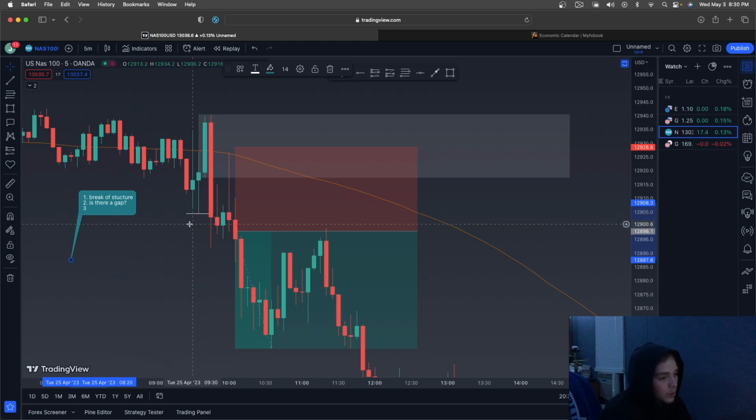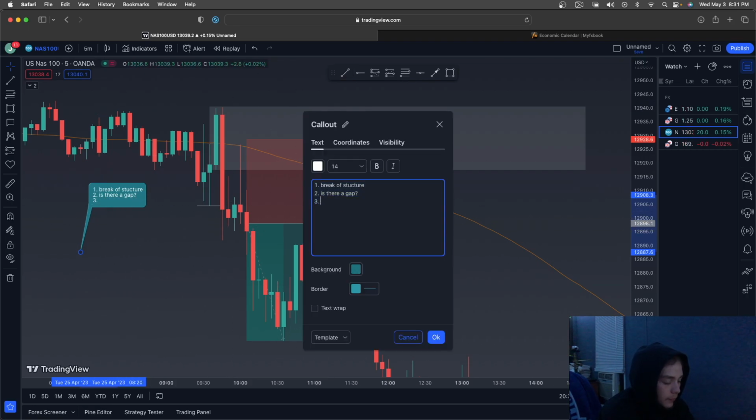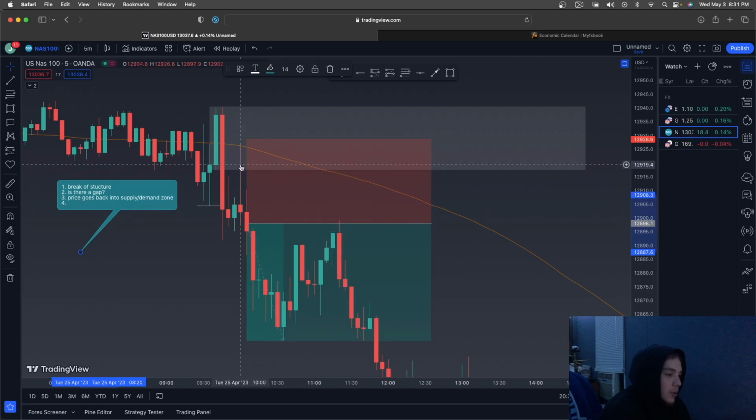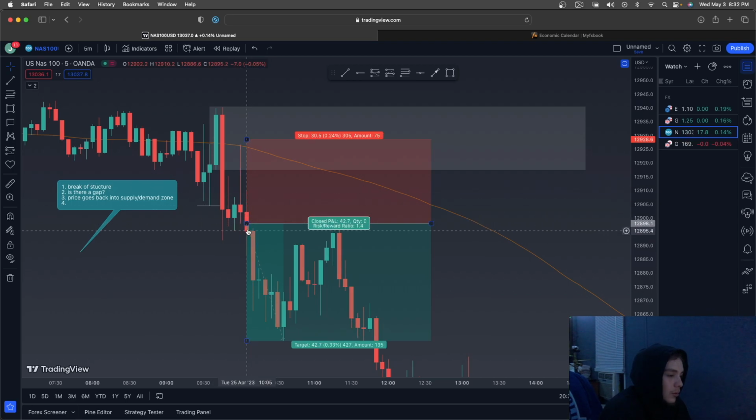Okay. Number three, what are you waiting for after you have these two confluences? We want to wait for the market to go back into our supply zone. At 10 o'clock a.m., the candle threw a wick going into our supply zone. Price goes back into supply or demand. So after price goes into that zone, you wait for a break of candle. The break of candle is the next candle after the candle that goes into the zone. So it'd be the 10:05 candle.